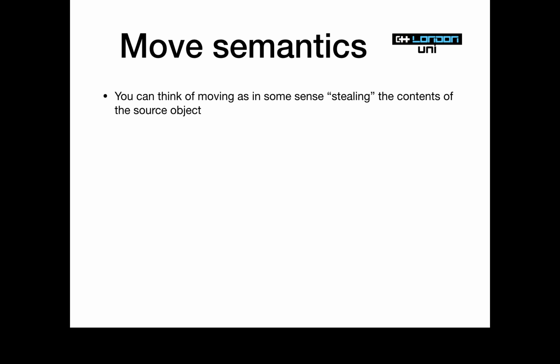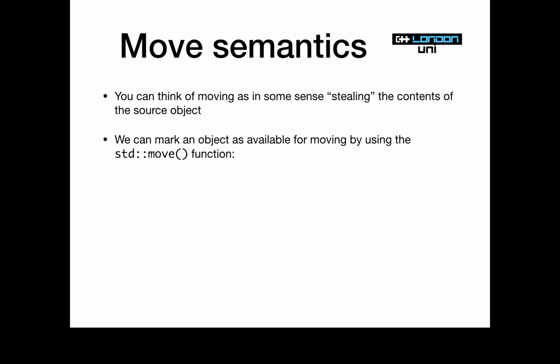What you really need to know is that moving is in some sense stealing the contents of another object. Creating a new object but modifying the source object. And there's this function std::move in the standard library. And when we use std::move, we are making a variable available for moving.